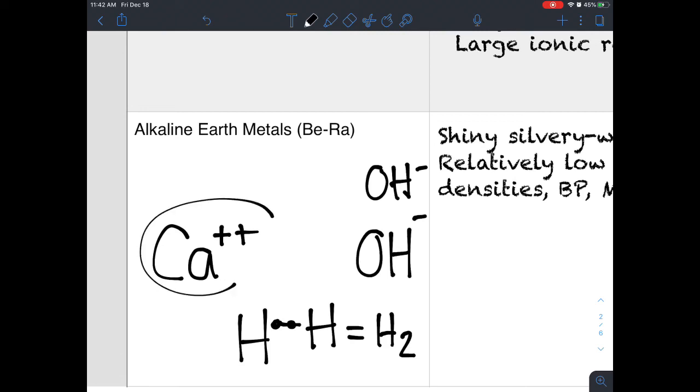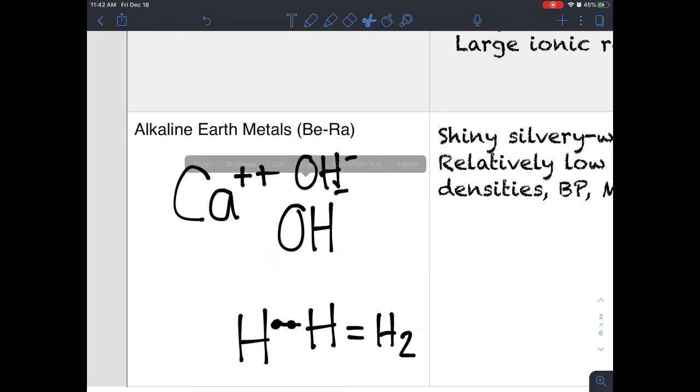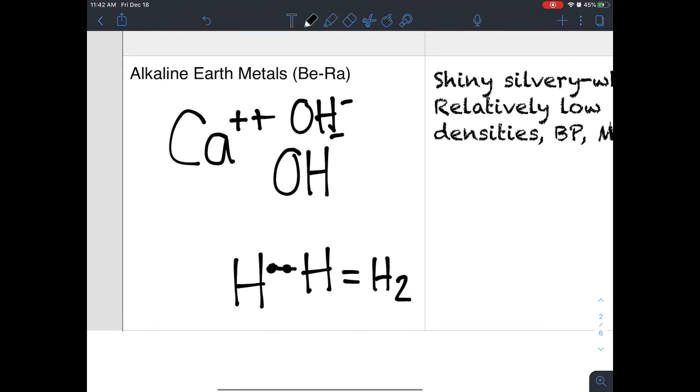And then what happens is that this calcium ion, so now we have a Ca with a 2 plus, can then form a bond with these 2 hydroxides. So what we're left with is Ca(OH)2. Super important that that OH is in parentheses because we have 2 of them. And then we also have that hydrogen gas.